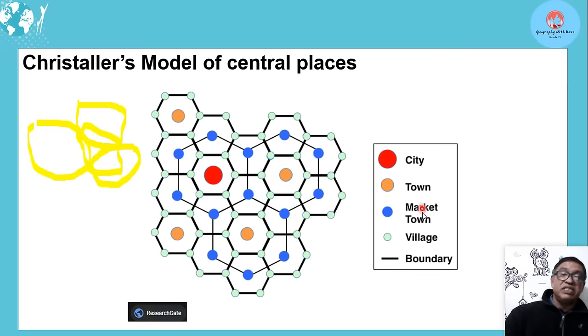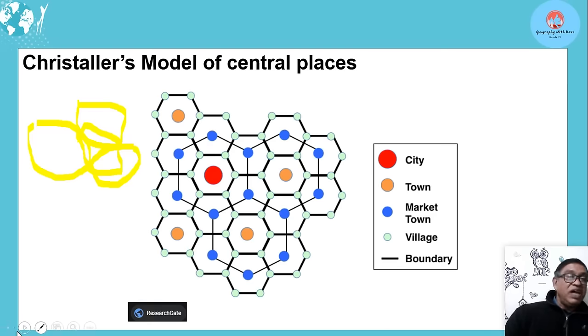Obviously, these terms like market town have been used in Christaller. It was the time when he did it, and this is how the hierarchy was. Okay? And then you move to the city, which is a bigger urban settlement. It may have an airport. It may have a university. Now people from the village, the market town, and the town would come and visit here. So it's all based on a hierarchy. And this was his model of saying how the spheres of influence would change.